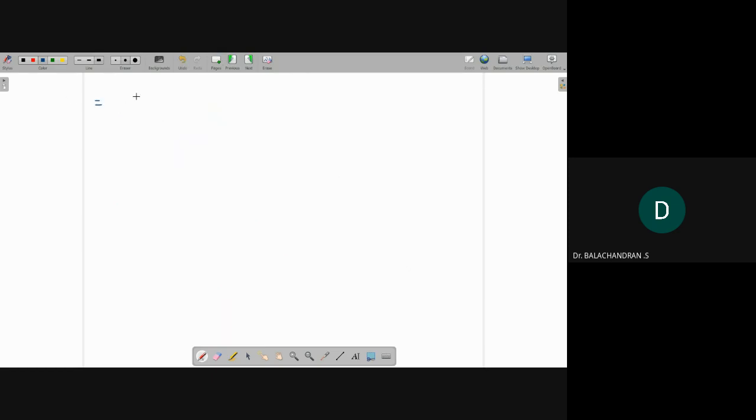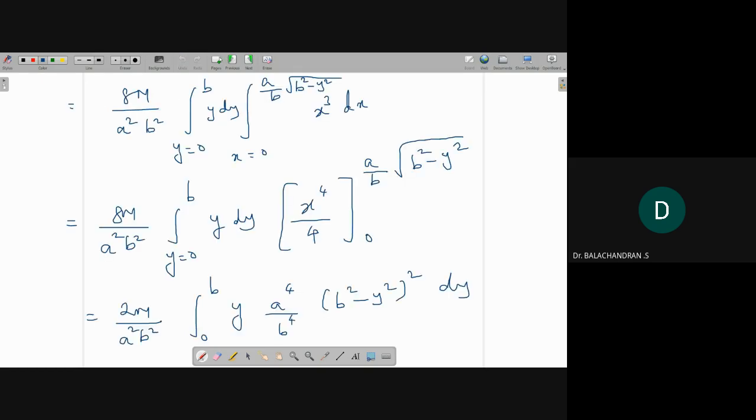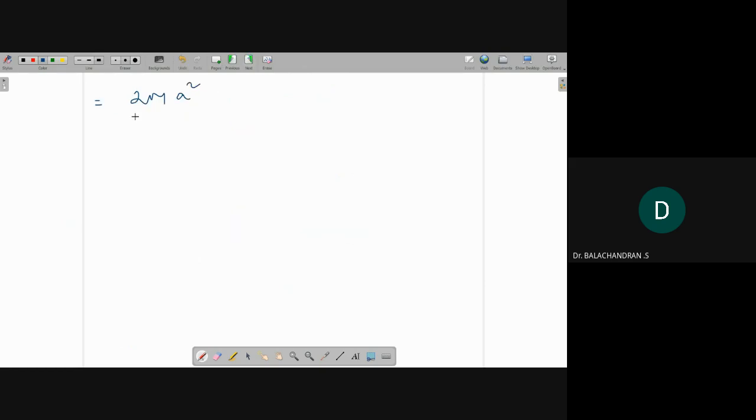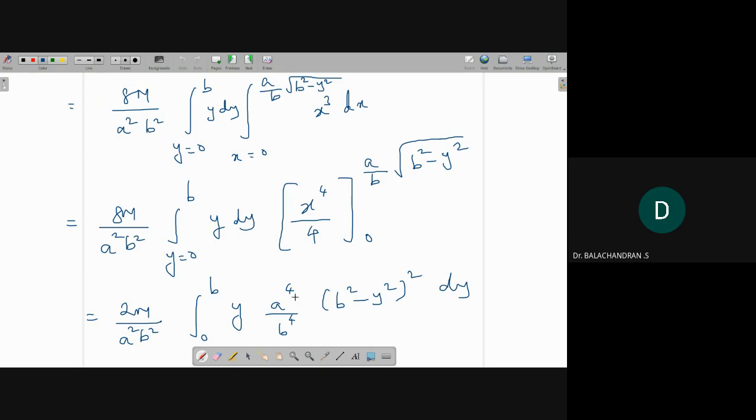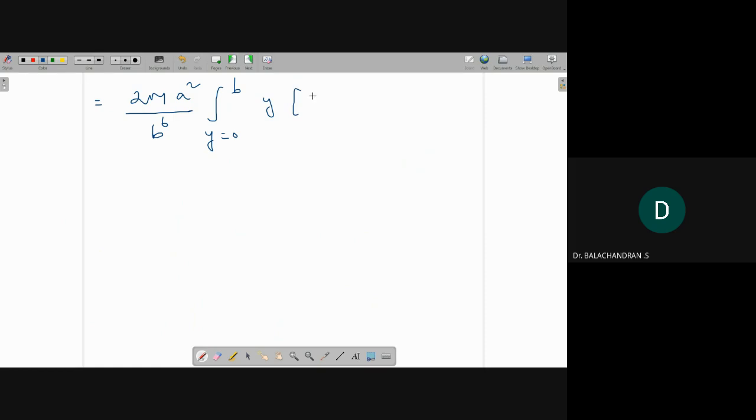2m a square by b power 6, integration y equal to 0 to b. What is the integrand? Y into, expand this, b power 4 plus y power 4 minus 2 b square into y square into dy.